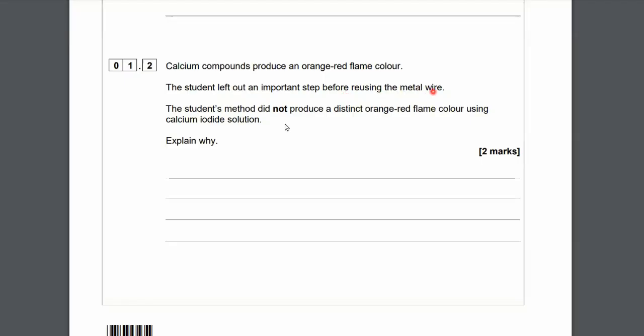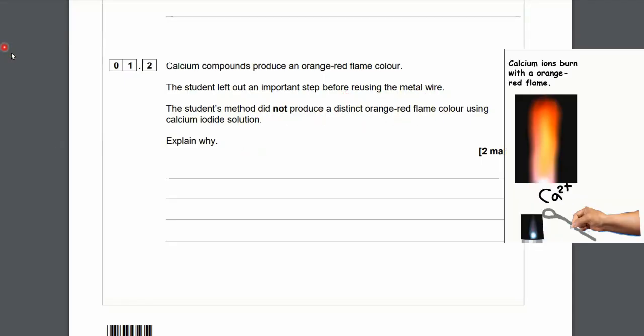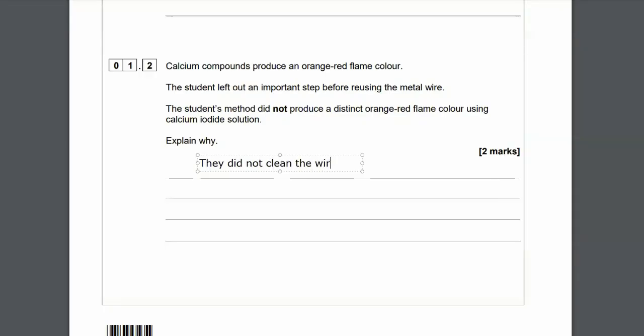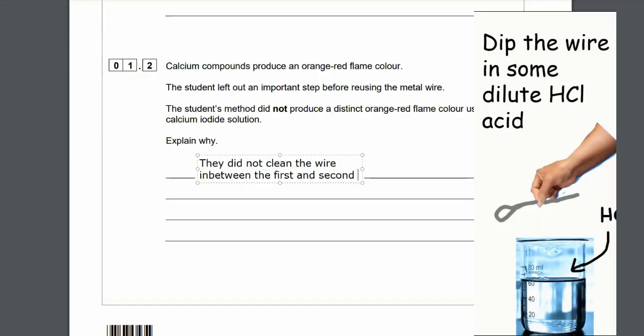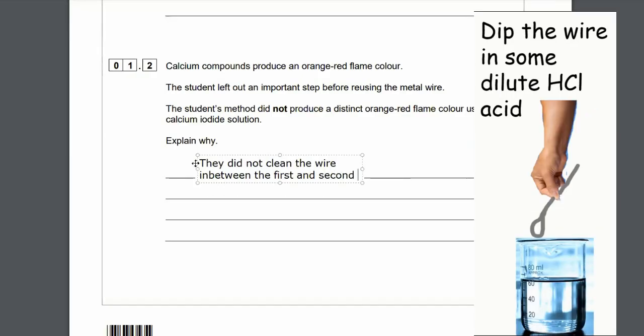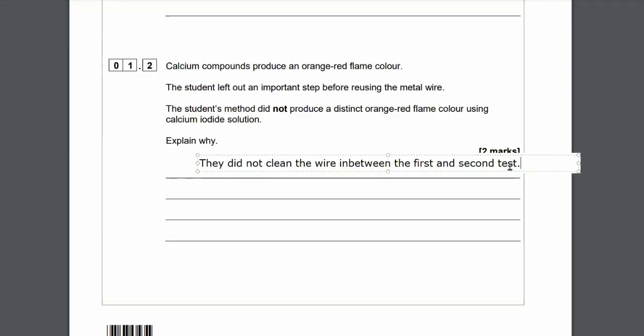The student left out an important step before reusing the metal wire. The student's method did not produce a distinct orange flame. So you normally get a red-orange flame with calcium ions, but the student didn't get it, because they didn't clean the wire. They should have dipped the wire in hydrochloric acid, or you can just say clean the wire in between uses.